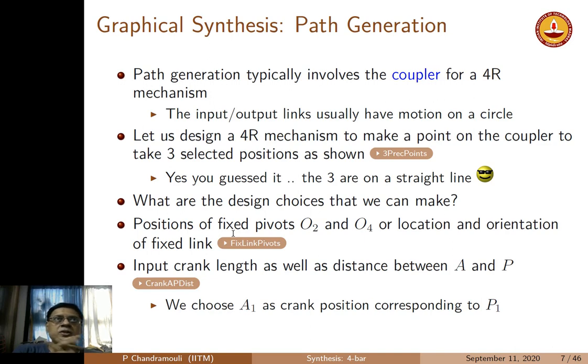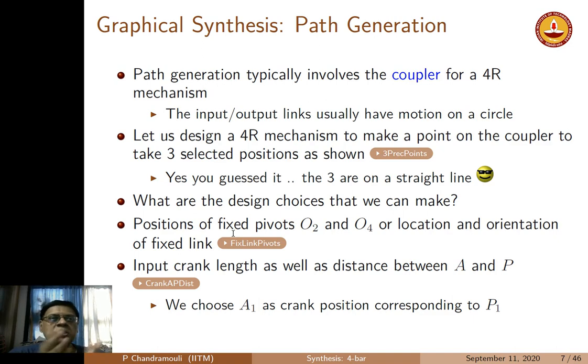Okay, so as I repeatedly pointed out, even in the crank rocker design, what did we do? We did a graphical method of designing the crank rocker. We are going to follow the same approach. The analytical approach is much more complicated. So what we are going to do is look at path generation, and since we want a point to move along a particular path, which is non-circular, hopefully.